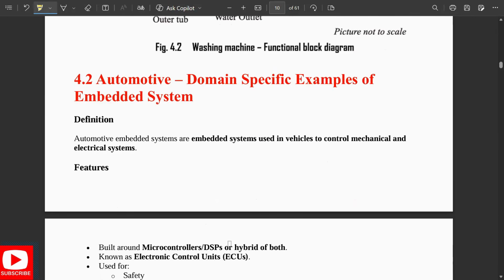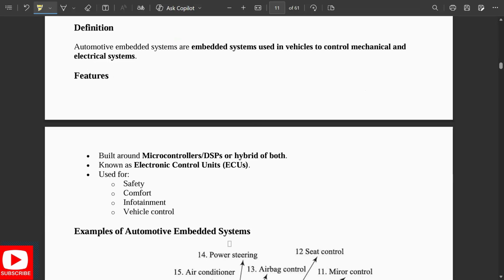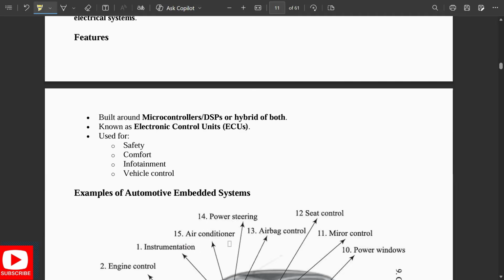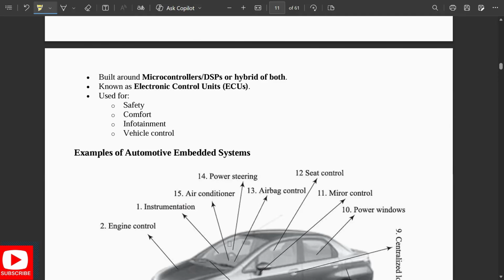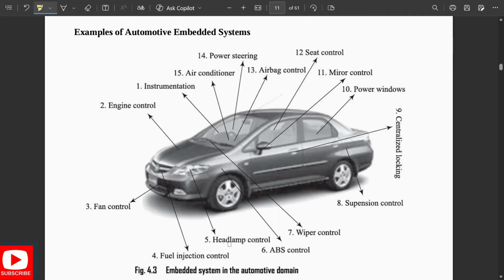Next example is automotive. This is a domain-specific example of an embedded system. Embedded systems are used in vehicles to control the mechanical and electrical systems, right? So it is built around microcontrollers or DSPs or a hybrid of both, hence it is known as an electronic control unit. It is used for safety, comfort, or vehicle control. These are all the embedded systems that we use in a single automotive domain.